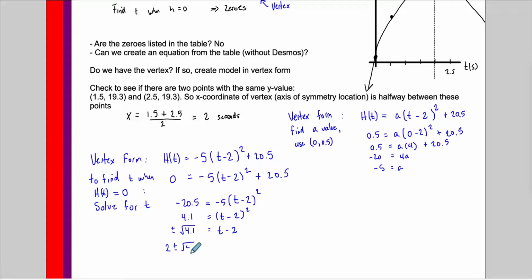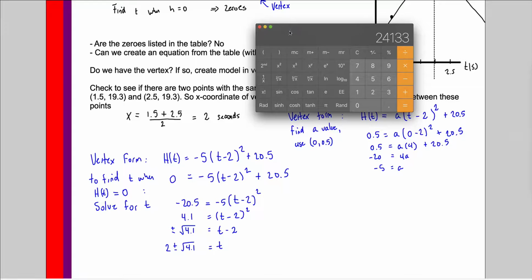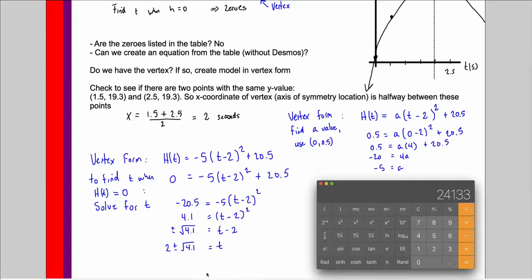Now, if you would have expanded the vertex form equation and then used the quadratic formula, notice how similar this looks. This is the same thing you would have gotten. So this will give you the same answers. In this case, I wasn't specified the level of accuracy, so I'll just use 1 decimal place here. So I need the square root of 4.1, which is essentially 2.0. So I get 2 plus 2 and 2 minus 2.